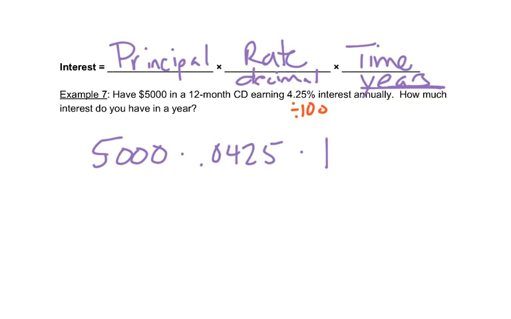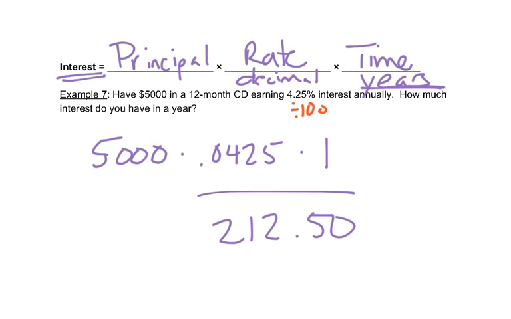So times 1. So if you just type that all into your calculator, we get $212.50. And this is interest. It says interest is equal to.